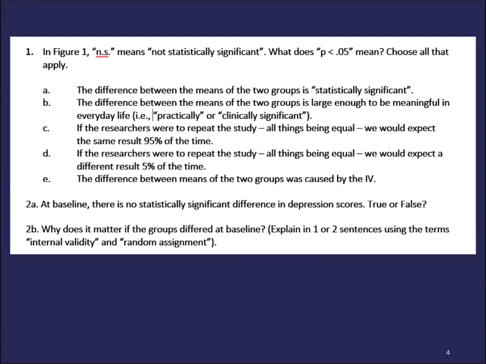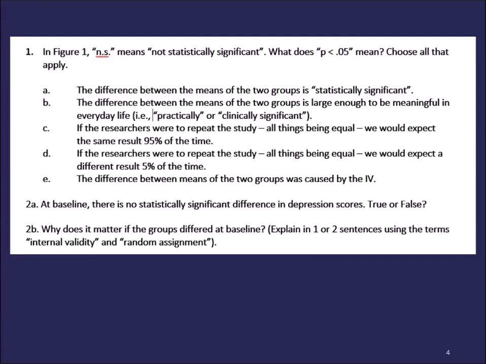Let's look at answer choice D. If the researchers were to repeat the study, all things being equal, we would expect a different result 5% of the time. This answer choice is also correct, because even if a study produced statistically significant results, it does not guarantee this outcome each time. 5% of the time, we think there is an effect, but there is not. That is one reason why research should be replicated.